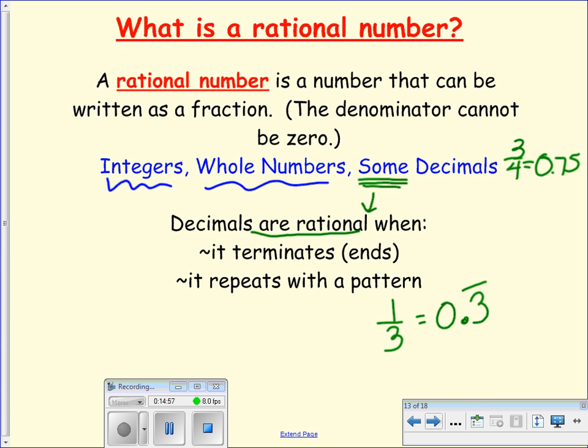So what would be an irrational number? Now think of what the word irrational means.